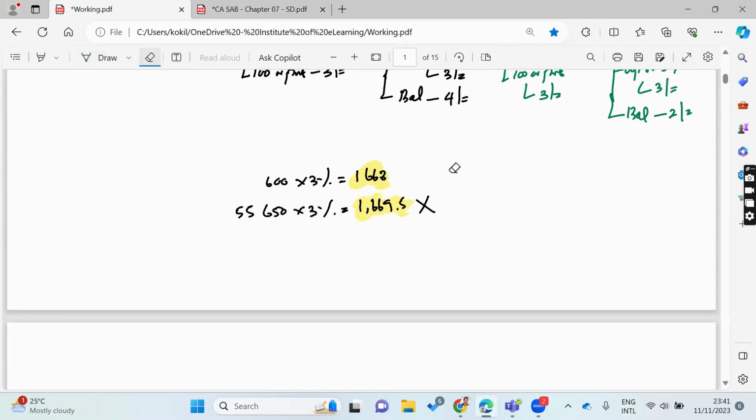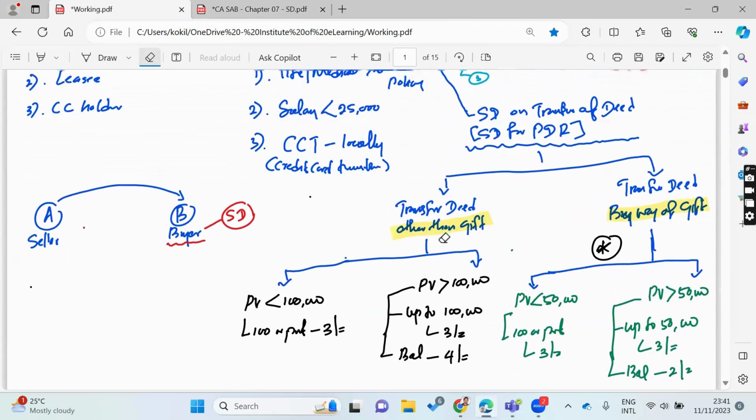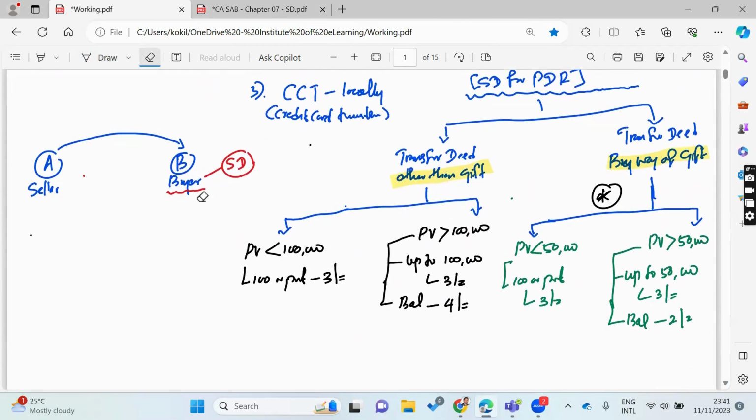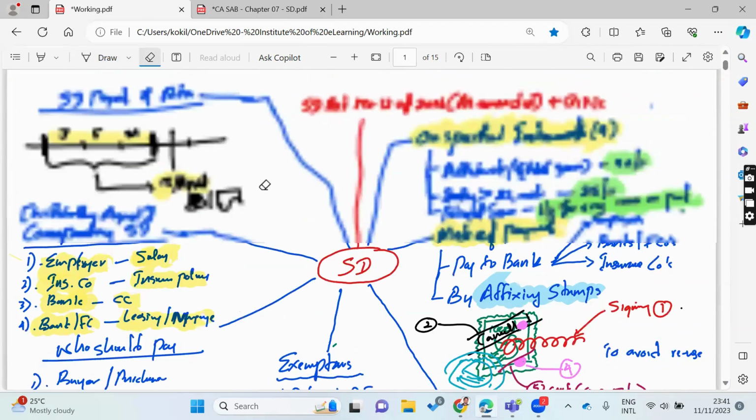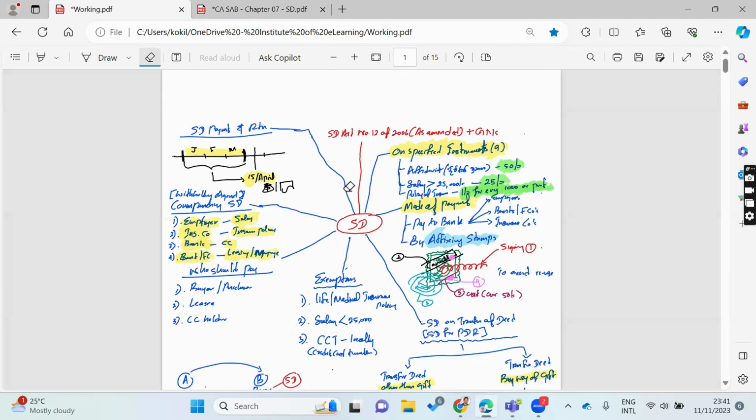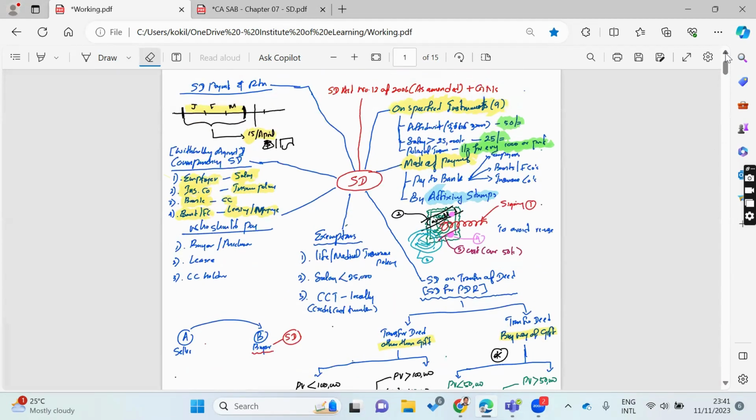I will erase these things as well. Then the mind map is also clear. Then the buyer needs to pay stamp duty. That one is also clear. This is the stamp duty mind map for you, so this is applicable for this. You can use this mind map for your university exams, any academic exam, and also professional exams.